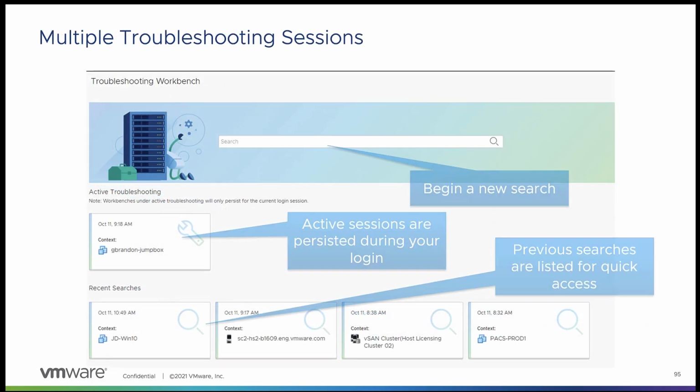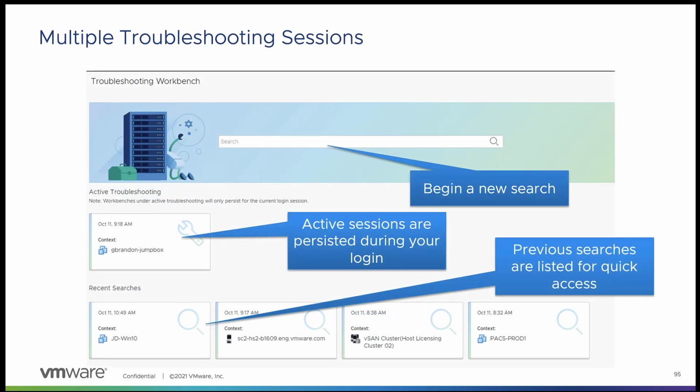The last thing to point out here is that we can have multiple troubleshooting sessions going. If we go to that troubleshooting workbench, we can search directly from there. So if we have an object that we want to look for specifically, we can search for that. Any active sessions are going to be under active troubleshooting sessions, and that persists through your login. And if there are searches that have been done previously, we'll notice those at the bottom under recent searches, which might be after the login that we started it in.